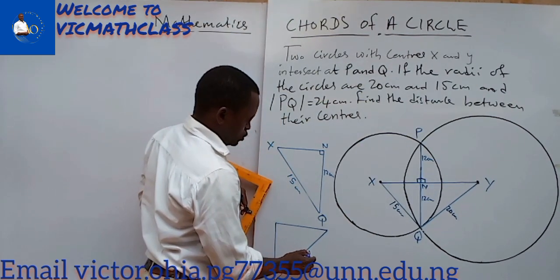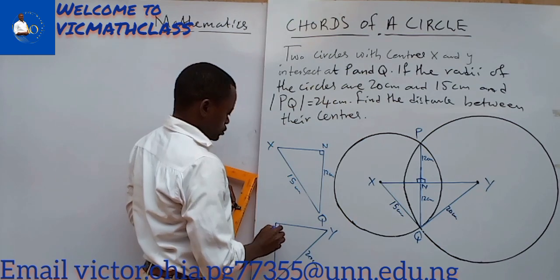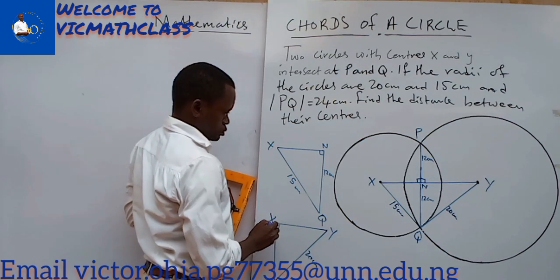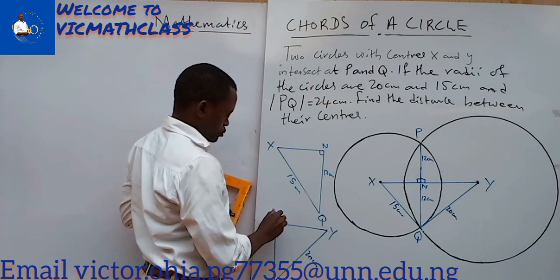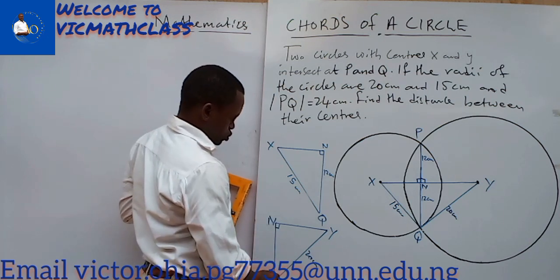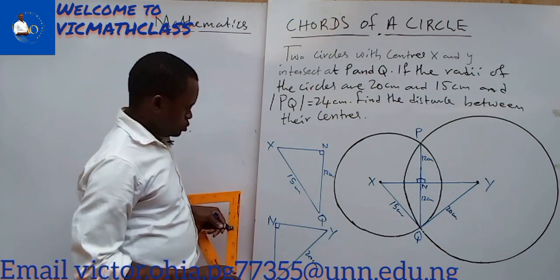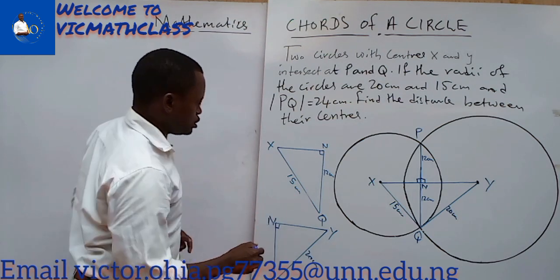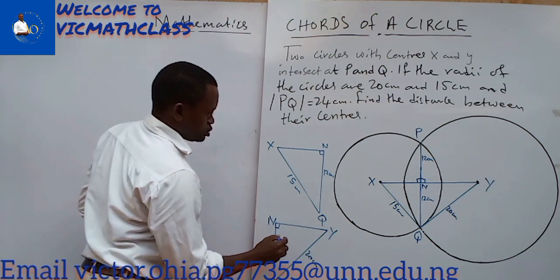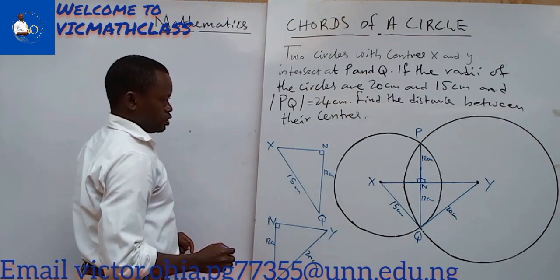This is 20 cm. This is Y, and this is X, N, and this is Q. Okay, so if we have been able to extract this information, this is 12 cm there.